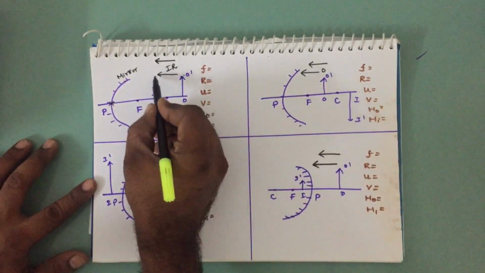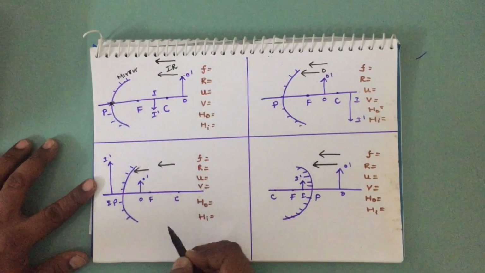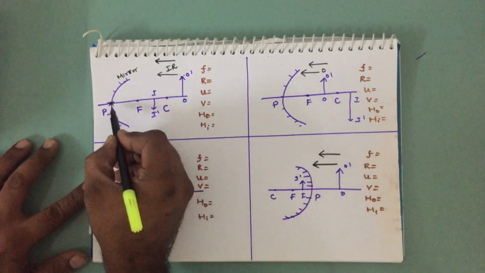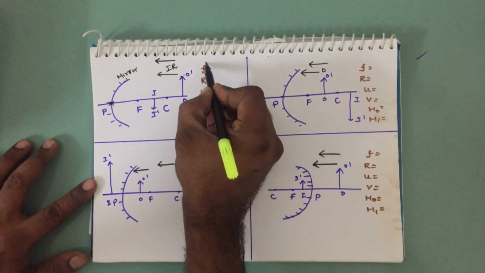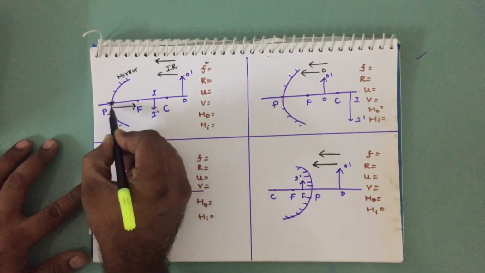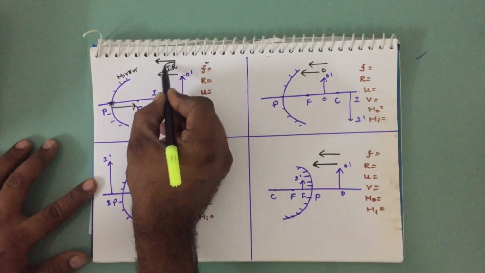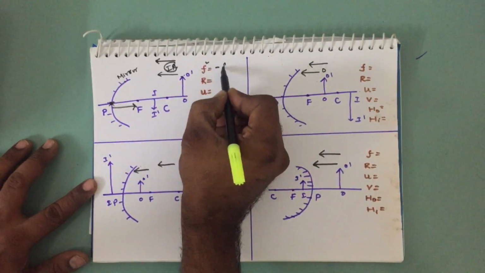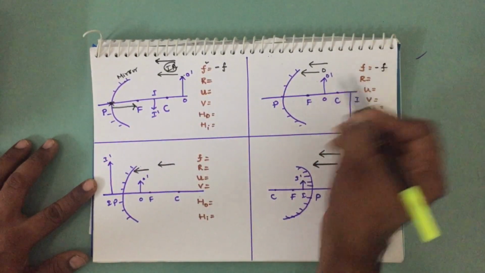See, this is the direction of the incident ray, and here we have the pole for the concave mirror. In order to measure the focal length, we measure it from pole to focus. Now I am moving in the opposite direction of the incident ray. So the focal length of the concave mirror is negative.